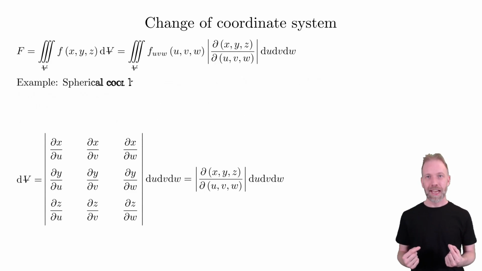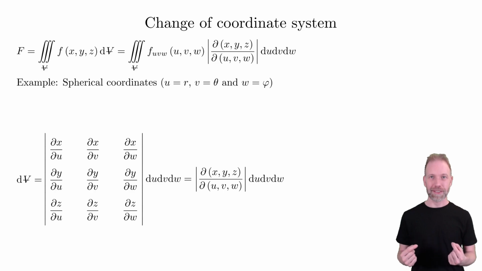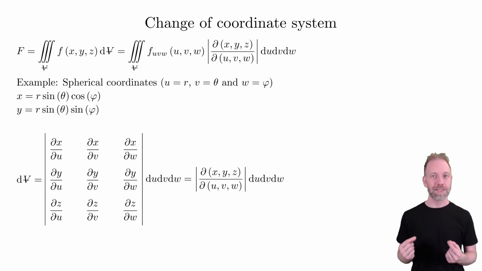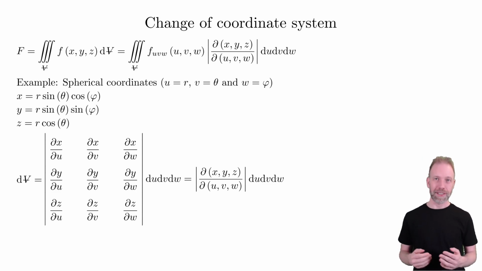To illustrate it, I will do one example using spherical coordinates. This means that u is r, v is theta, and w is phi. The transform for spherical coordinates is that x equals r sine theta cosine phi, y equals r sine theta sine phi, and z equals r cosine theta. Here x, y, and z are functions of r, theta, and phi. I will cover this transform in more detail in another video about spherical coordinates.